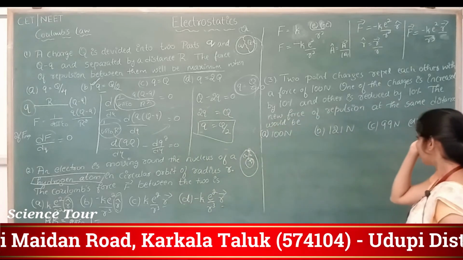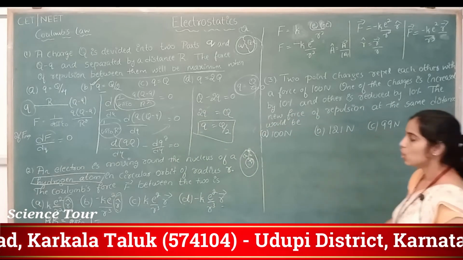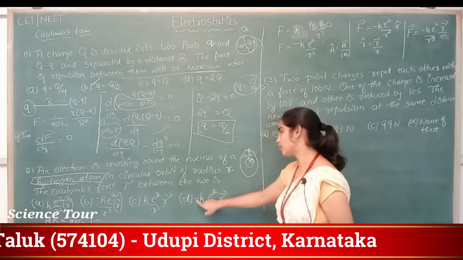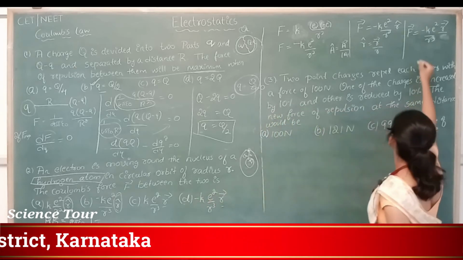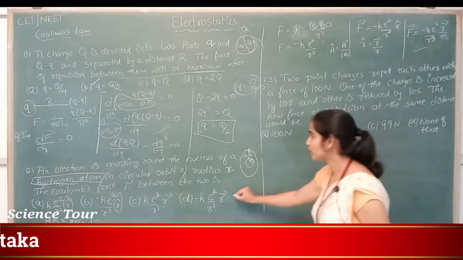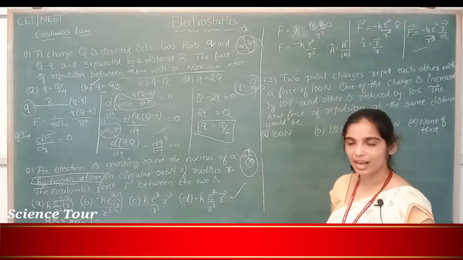Option C, k, that is plus. Option D is minus, so minus k e square vector r divided by r cube. Correct, right? Option D is the right answer.